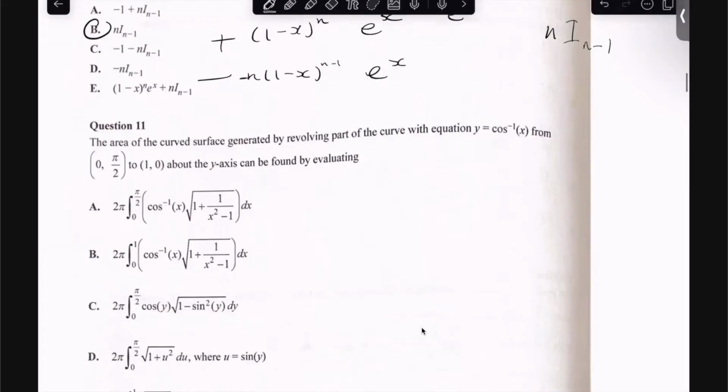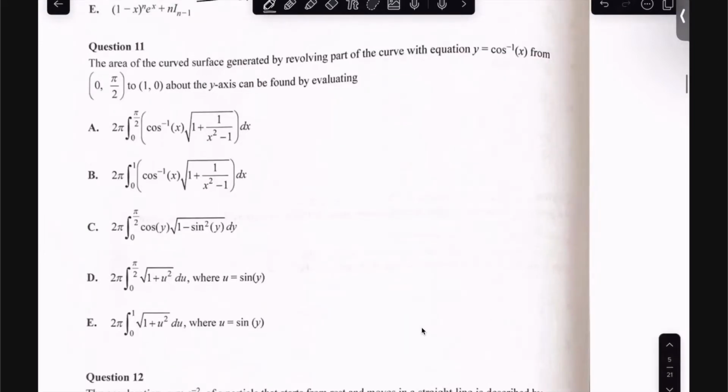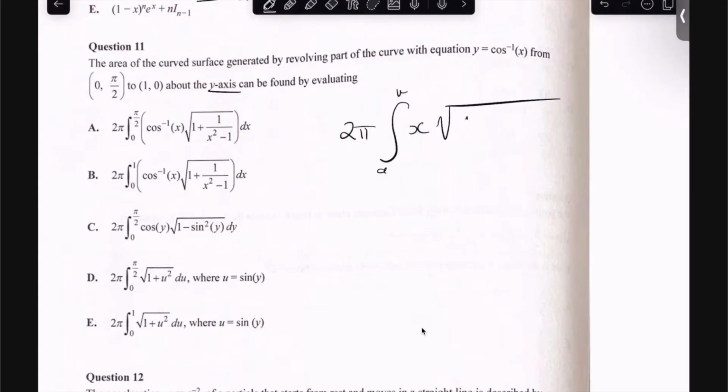Alrighty, the area of the curved surface generated by revolving part of the curve with equation x equals cos inverse y from 0 to pi over 2, about the y-axis. So I can't really remember the formula, but I think it is the integral from a to b of, so if it's about the y-axis, then it would be 2 pi x times the square root of 1 plus dx on dy squared, or something. Let me just get the formula.